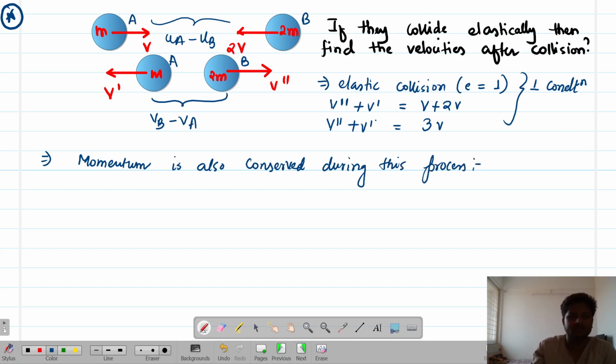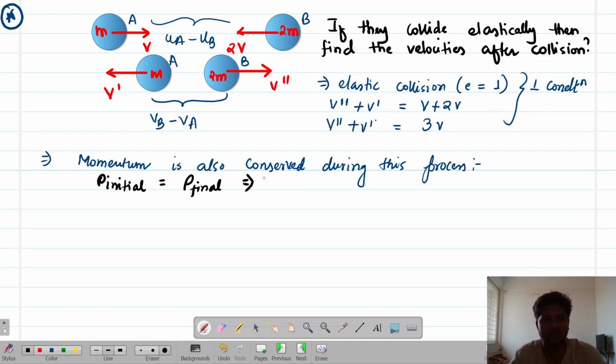If momentum is conserved during this process, then it is quite simple that initial momentum is exactly equal to final momentum. So initial momentum is m into v minus 2m into 2v, isn't it? It must be equal to final momentum, which is minus m v dash plus 2m v double dash. Are you able to get me or not?